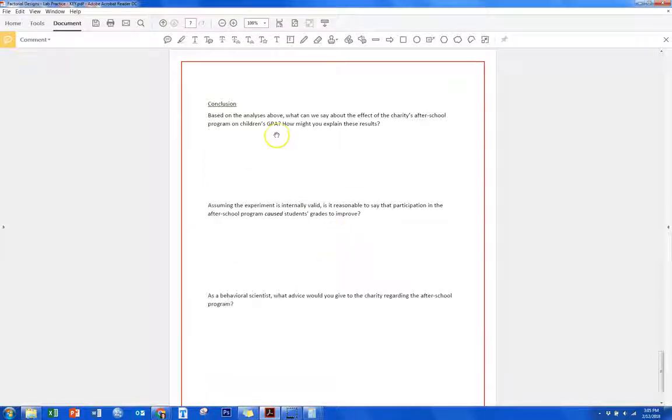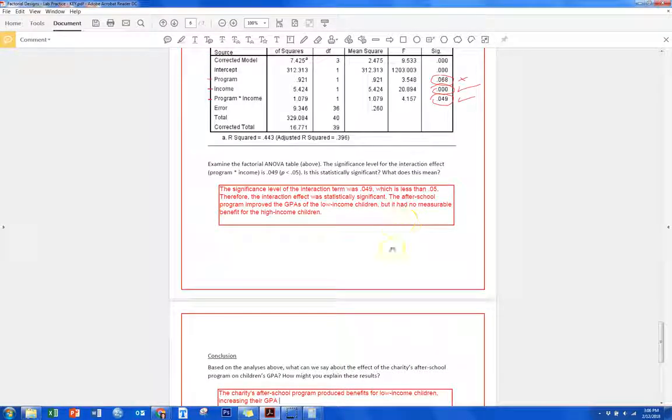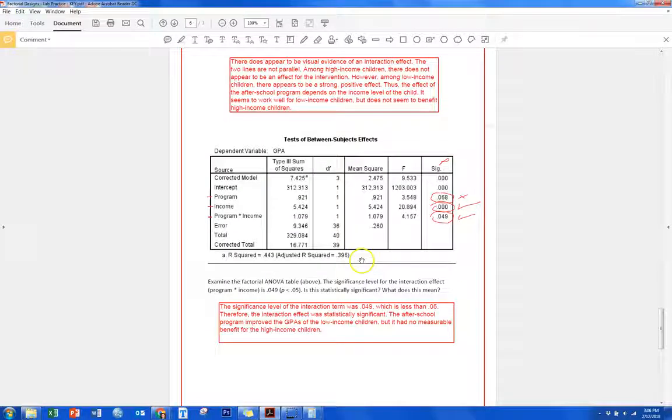So a conclusion, based on the analyses above, what can we say about the effect of the charity's after-school program on children's GPA? How might you explain these results? Okay, so reiterating what we just found out, we could say that the charity's after-school program had produced positive effects, or produced benefits for low-income children, increasing their GPA. How much was the increase? We didn't talk about the practical difference.